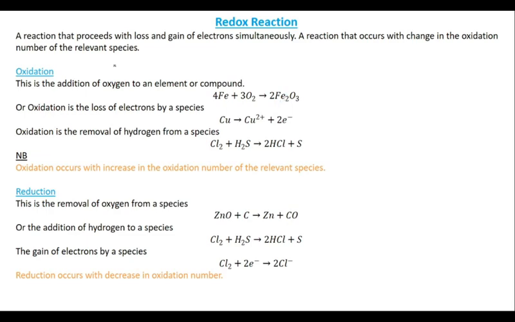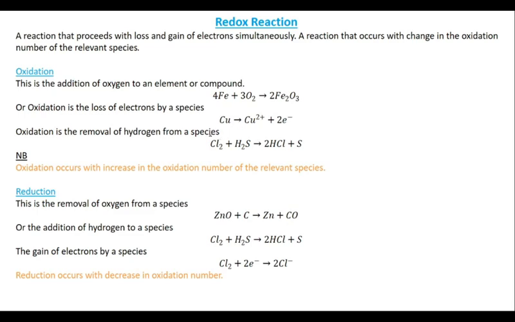Or oxidation is the loss of electrons by a species. We can see copper over here at its ground state. It does not have any charge, but then it has lost 2 electrons to form Cu2+ plus the electrons just to balance the equation. So we can see that copper has lost 2 moles of electrons. That can also be considered as oxidation.